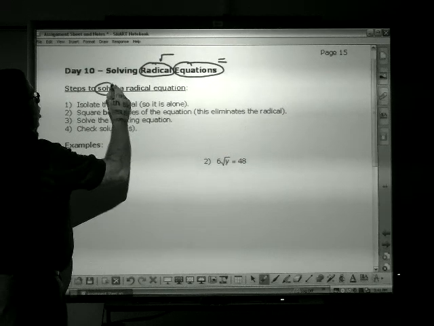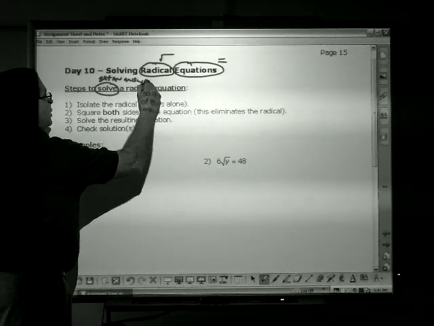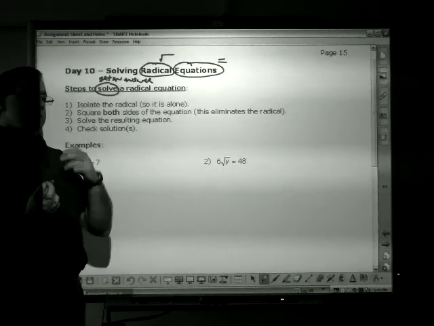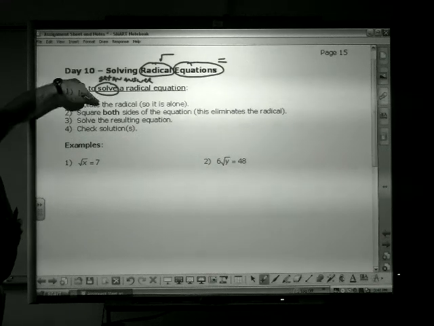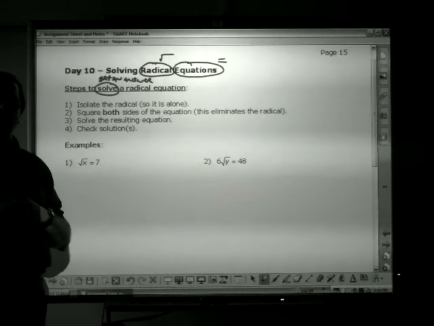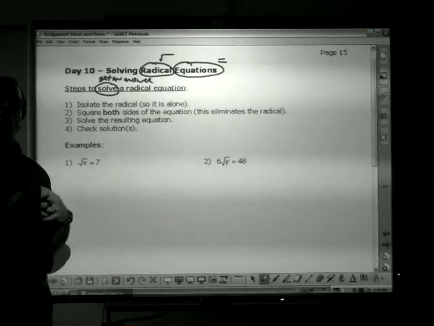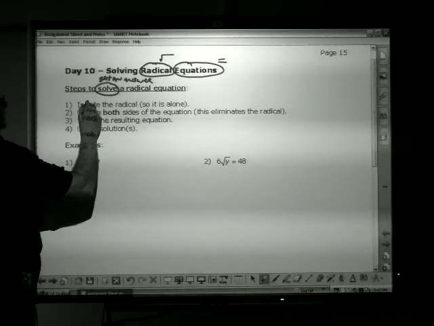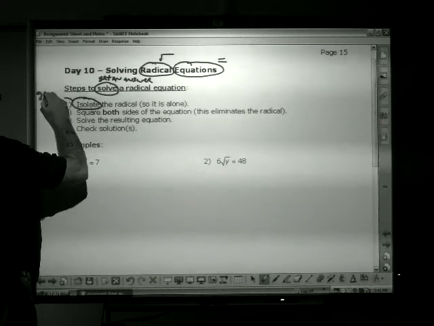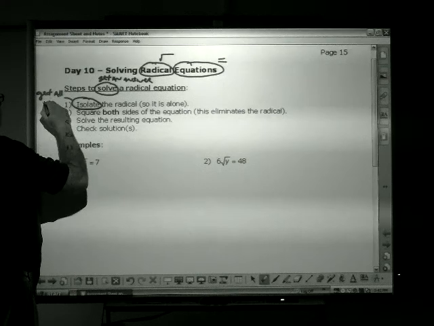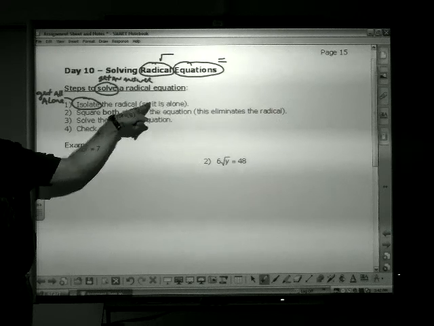And we talked about solving means to get an answer. We're getting an answer of this equation. All right? So, first thing, isolate the radical. So, isolate. If you're isolated, you're all alone. The word isolate means to get all alone. Get all by itself, the radical. So it's alone.